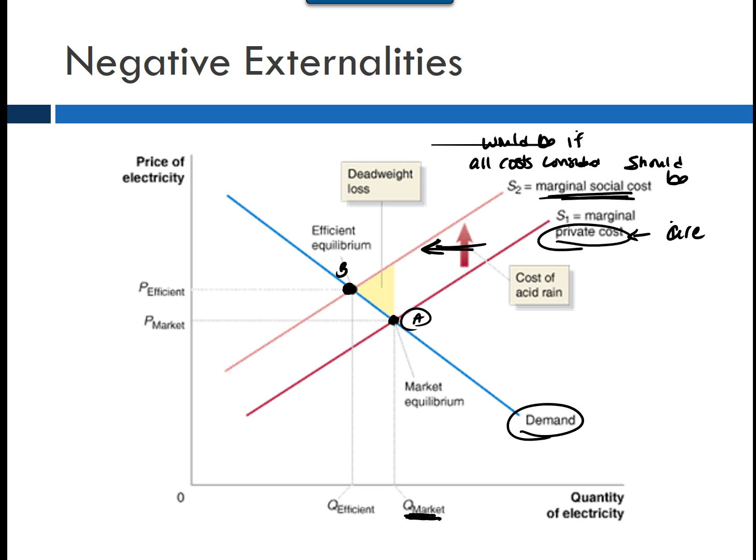So this is how much we're producing. This is how much we should be producing. If all costs and benefits were considered in this transaction, we would only be producing this much. So this deadweight loss is the cost, the lost benefit, if we're up here at A. Okay, we want to be at B. If we're at A, that area is deadweight loss because we're producing too much of it.